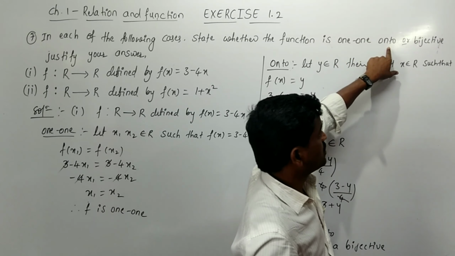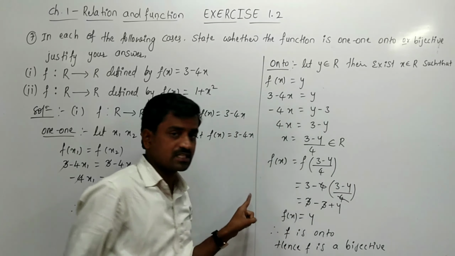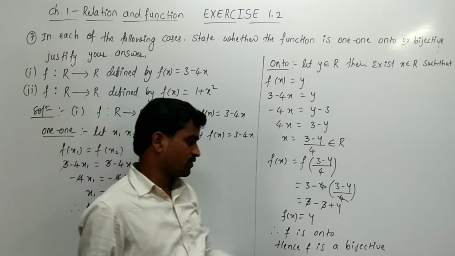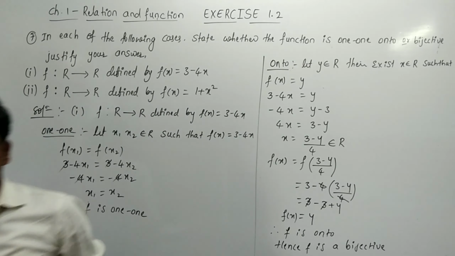Function is 1-1 onto or bijective. When a function satisfies both 1-1 and onto, the function is bijective.